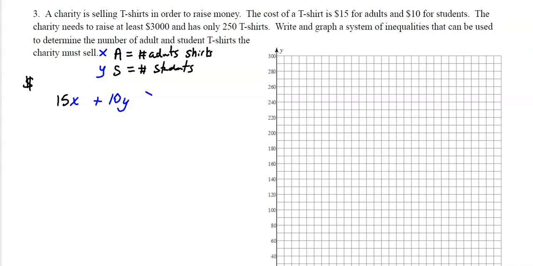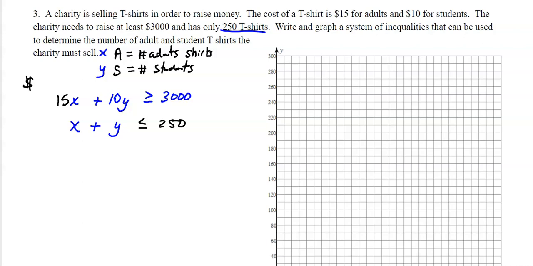So remember, at least means I need to be greater than or equal to, which is kind of not intuitive. At least you might think less than. But then I have to do the quantity. We only have 250 shirts. So however I sell it, the number of adult shirts plus the number of student shirts has got to be less than or equal to 250. That's my constraint. I can't sell more than 250 shirts. I might not sell them all.